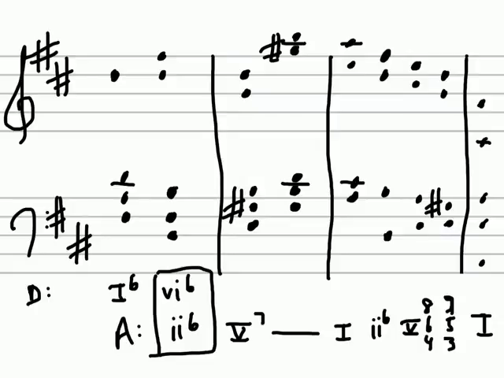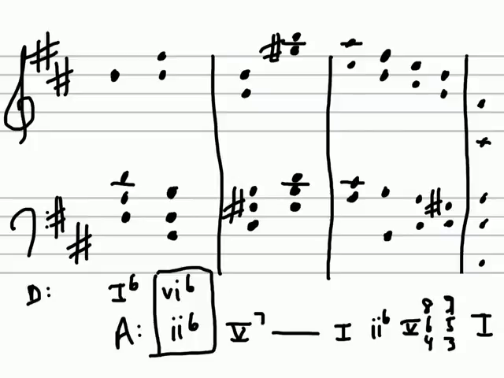1, 2, 6, cadential 6, 4 to 5, 7 to 1, and it's a perfect authentic cadence in the key of A major. In this particular case, this B minor chord here serves as a 6, 6 in the key of D and a 2, 6 in the key of A.